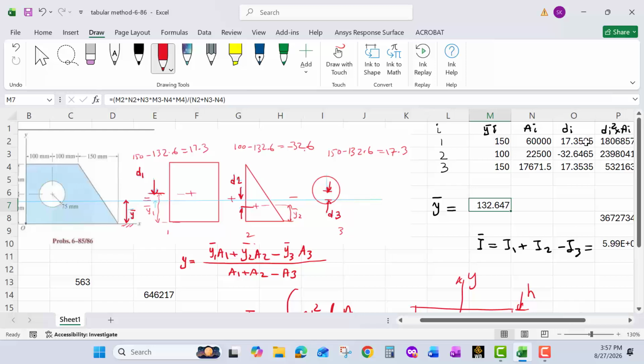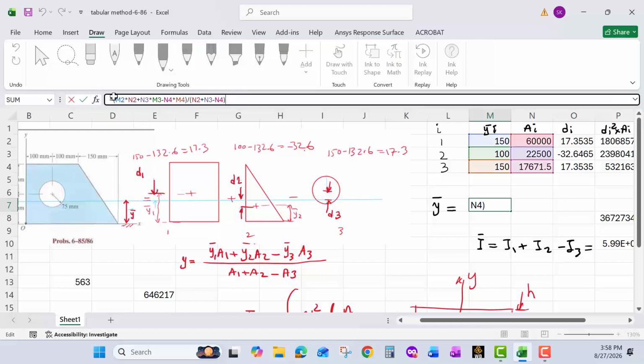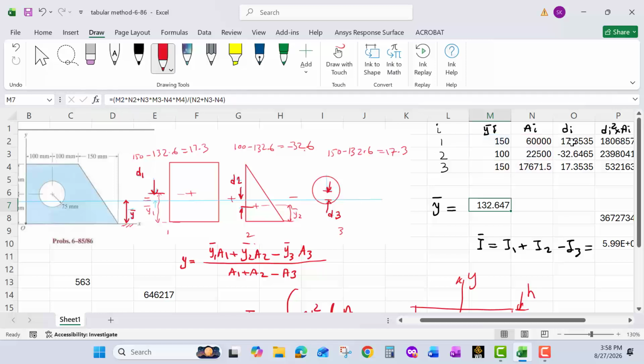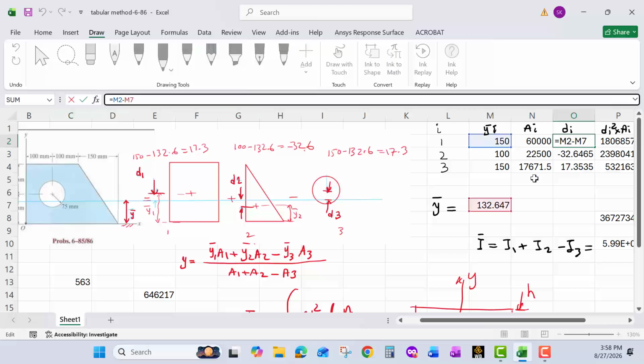The next thing I want to calculate is di. This is the offset between each individual decomposed shape and that of the composite shape. That is even easier, for example, I want to find d1. d1 is the difference between M2, which is the centroid, minus M7. M7 is the centroid of the total shape. So the difference between the centroid of the shape and the centroid of the total shape is the offset for the first shape. Okay, so that is automatically calculated.